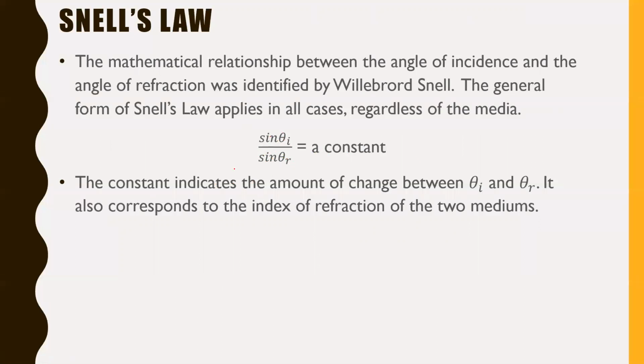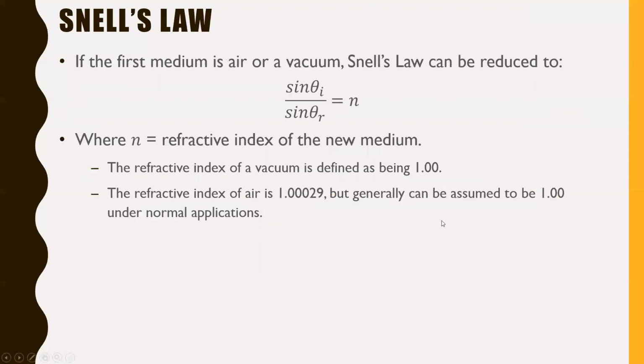This part of Snell's law is not going to be super useful. I'll make it more useful for you in a second, but basically the constant indicates the amount of change between your angle of incidence and your angle of refraction. It also corresponds to the index of refraction, that was the n, of the two mediums. There's a relationship here. Let me show you a little bit more in detail.